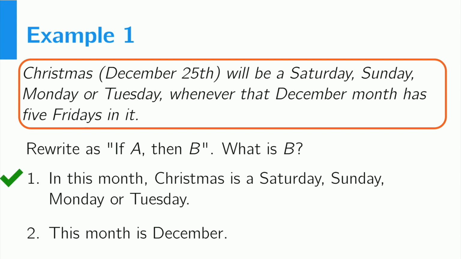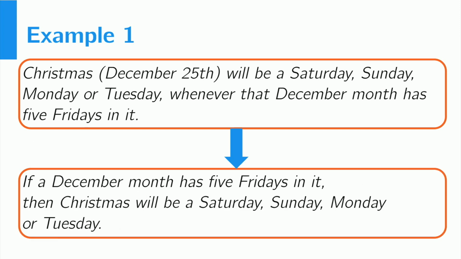This is correct. This is not correct. The A statement already made clear that we are talking about a December month. The statement can indeed be rephrased as if a December month has 5 Fridays in it, then Christmas in that month will be a Saturday, Sunday, Monday or Tuesday.